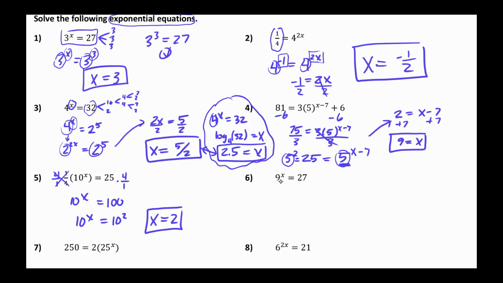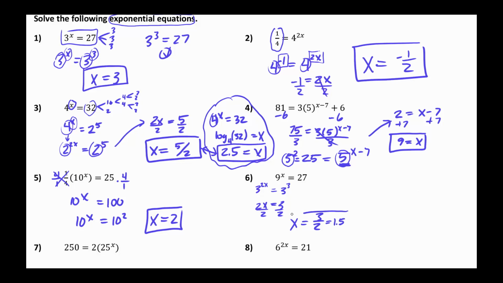Question number 6 says 9 to the x equals 27. Well, 9 and 27, they're not the same thing. But there are different ways to rewrite it potentially. So if I think about 9, 9 could be rewritten as 3 squared. But again, it's to the x power, so I need to have an x up there as well. 27 is just 3 times 3 times 3, which is 3 to the third power. Now, since the bases are the same, I know that the exponents have to be the same. So 2x and 3, just go ahead and solve, divide by 2, divide by 2. X equals 3 over 2. That's just 1.5.